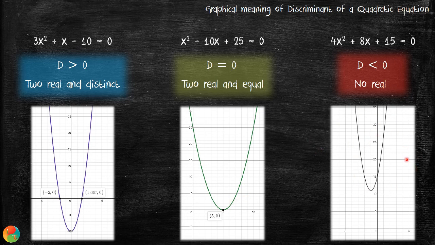Now moving on to a third graph, that is a representation of quadratic polynomial 4x square plus 8x plus 15. You see, this graph is not touching x-axis at any point. It means there is no real value of x that can satisfy this quadratic equation.